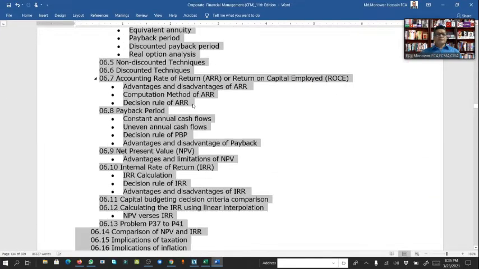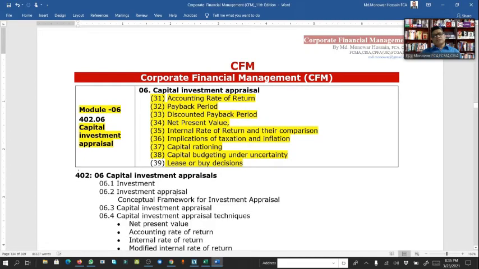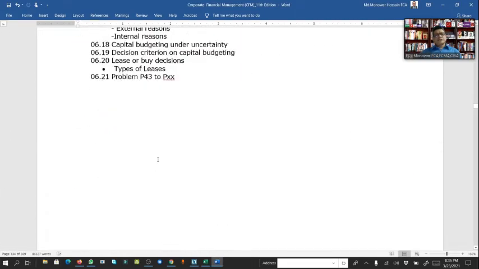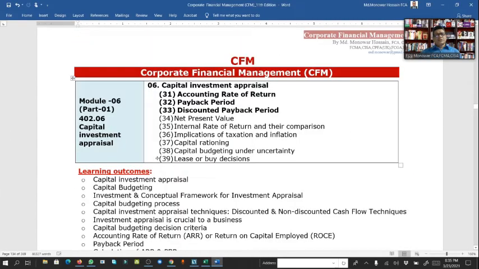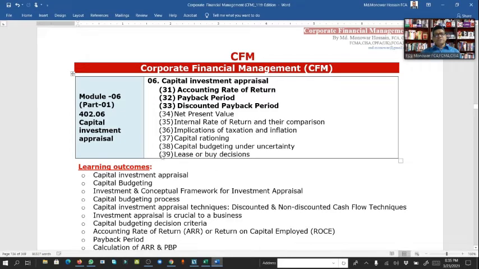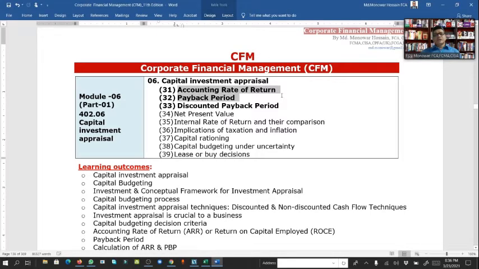because we have to discuss this chapter within I think 1 or 2 classes, otherwise it will not be possible. So today within Chapter 6, capital investment appraisal, we are going to discuss accounting rate of return, payback period, discounted payback period, and later on we will also discuss net present value and other things, which we will take in another class.